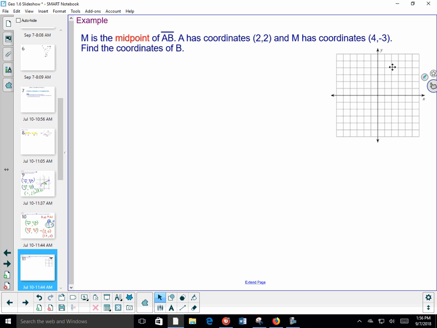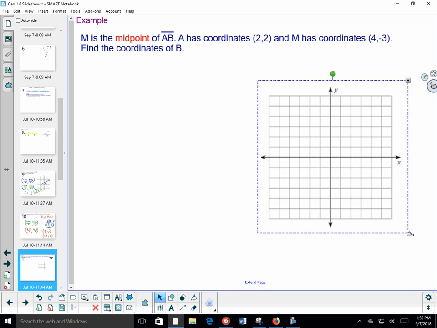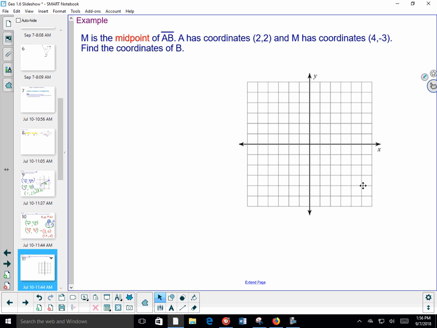What about this type of problem? This is a little different. This says M is the midpoint of segment AB. A has coordinates 2, 2, and M has coordinates 4, -3. Find the coordinates of point B. So let's graph what we know. We know that A is at 2, 2, so this is point A, and we know M is at 4, -3.